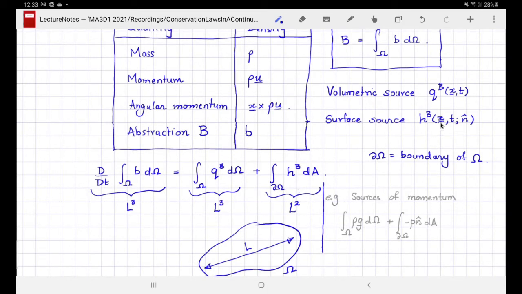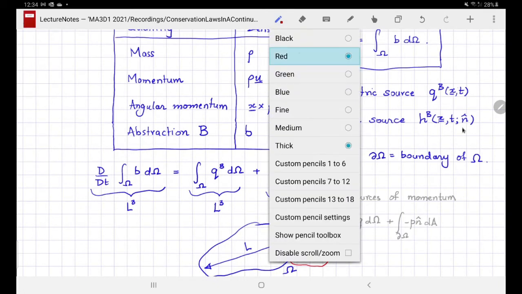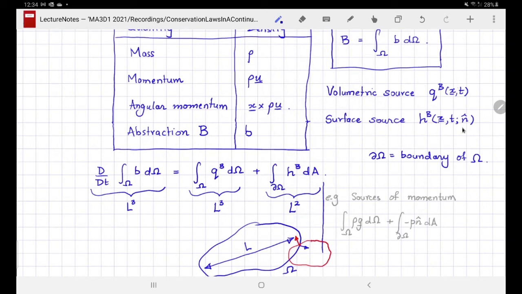Now notice that unlike the volumetric source, which only depends on the point that you're talking about and on time, the surface source could also depend additionally on the orientation of the boundary at that point. Which means if I have one volume omega and another volume, let me draw it in a different color, another volume omega right there, the two volumes, let's say, intersect at this point. The unit normal to the red volume is shown in red, the unit normal to the blue volume is shown in blue, and this is the outward normal. Even though the location of the point that we are considering is the same, because the surface is oriented differently, the surface source term could also be different.